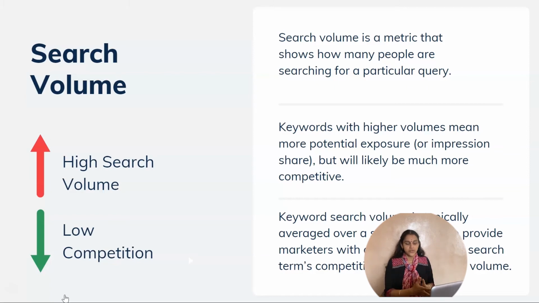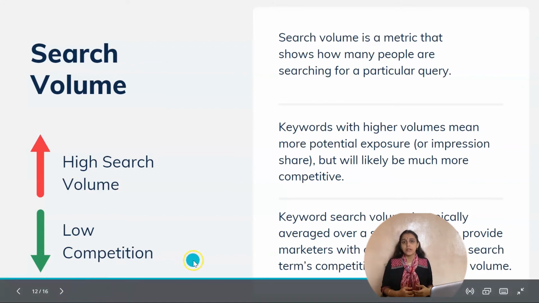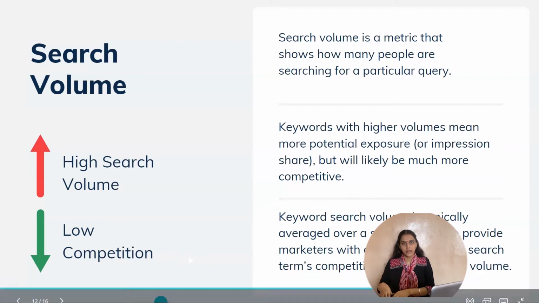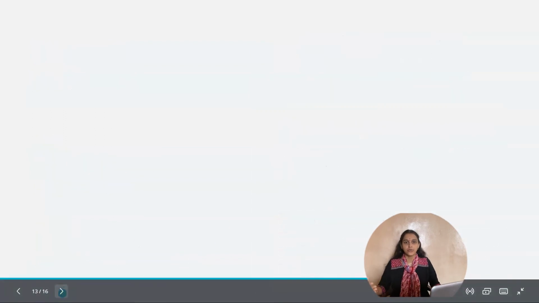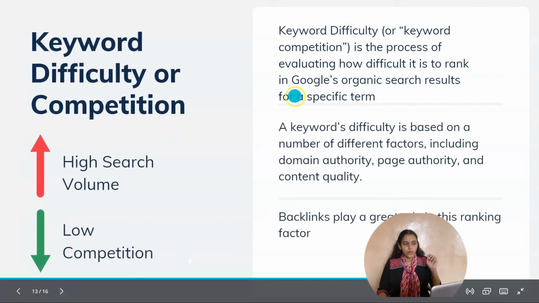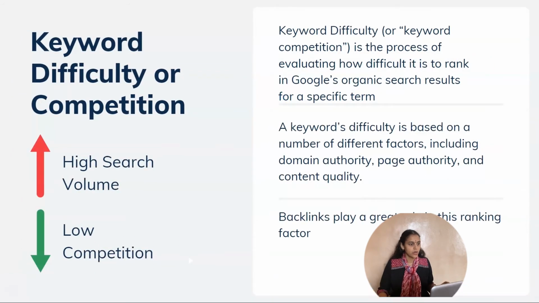Search volume is a metric that shows how many people are searching for a particular query. So if the search volume is high, it means there is a demand for the topic, more people are looking for information, and you can create content that people are searching for. It means you have readers to read. So all you need to do is to choose a keyword with high search volume and low competition.